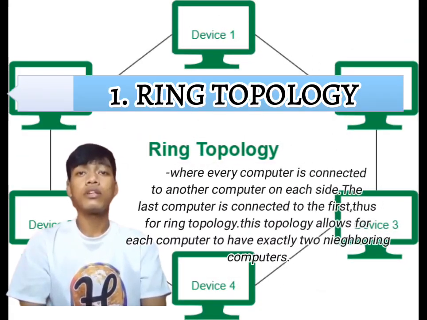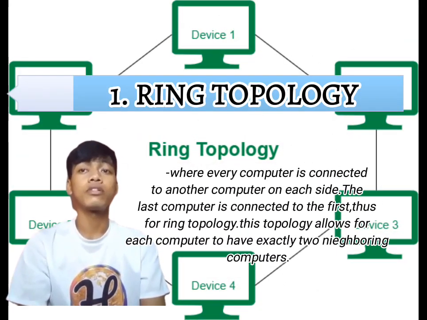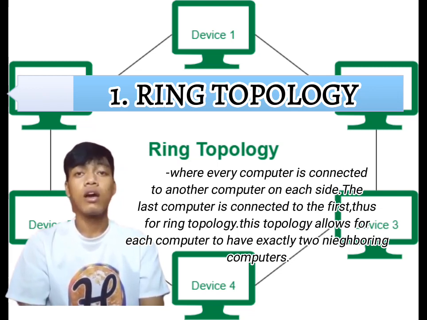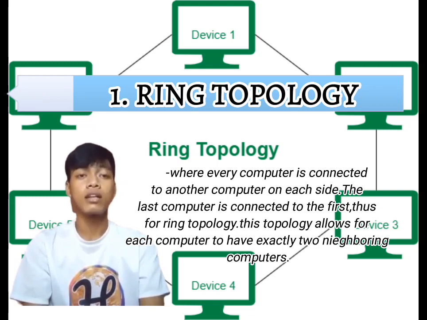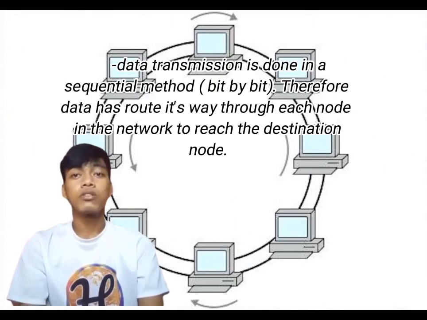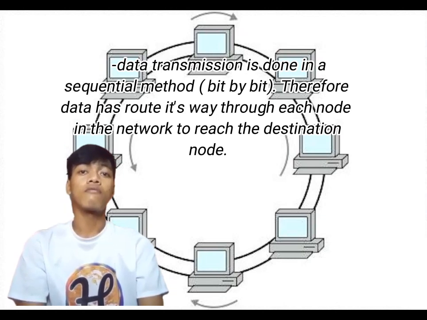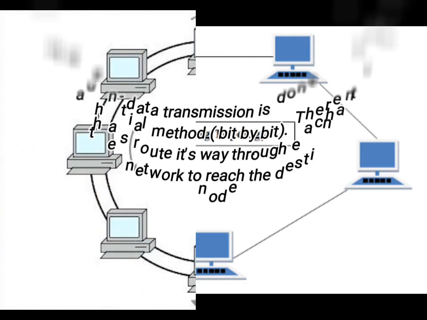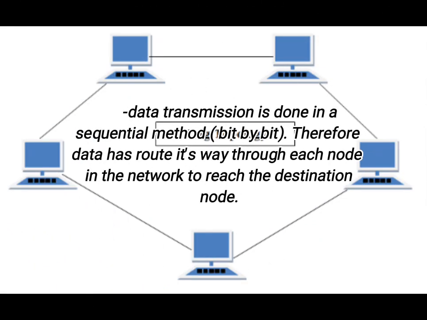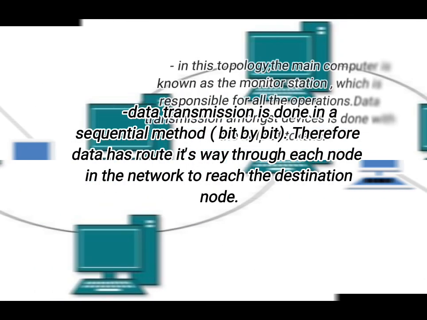Ring topology is where every computer is connected to another computer on each side. The last computer is connected to the first, thus forming a ring shape. This topology allows for each computer to have exactly 2 neighboring computers. Data transmission is done in a sequential method, bit by bit. Therefore, data has to be routed its way through each node in the network to reach the destination node.